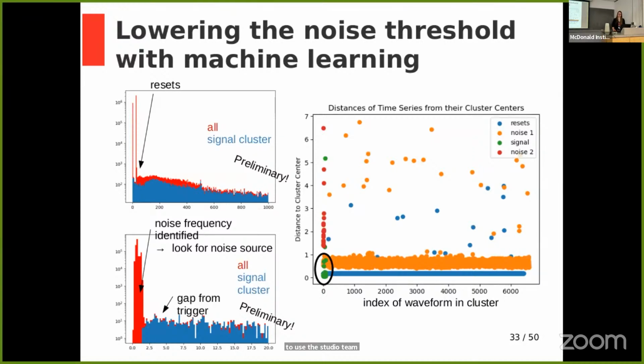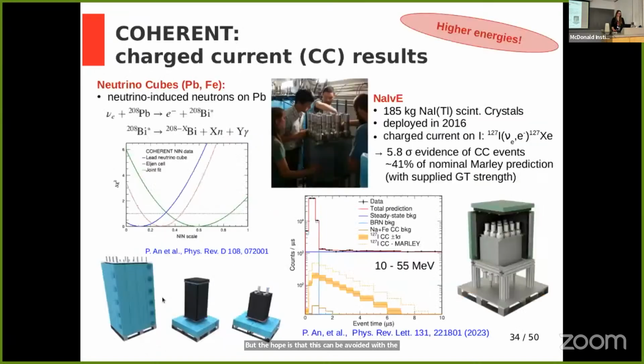And right now, it's not possible to run everything in self-trigger mode because of these noise events, because our trigger algorithm triggers on this noise, and that totally overwhelms our data acquisition. You get an idea here because there's this tiny gap. But the hope is that this can be avoided with machine learning, if we are able to not trigger on all of these messages. So that's the future of Gemini.